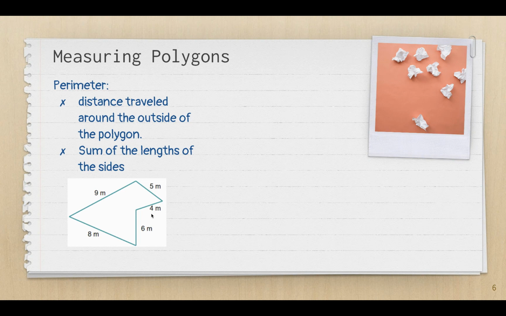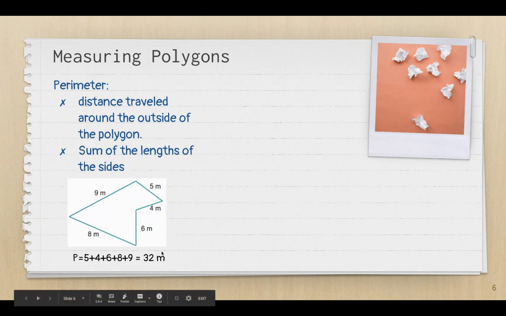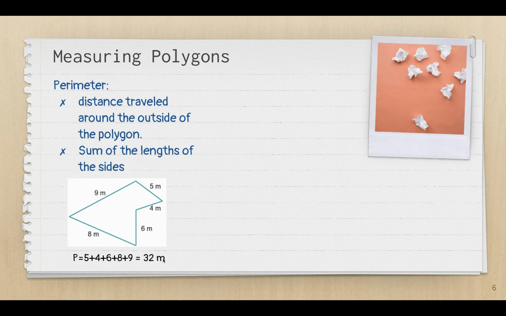Perimeter: you are given all these side lengths, and you just add them all up. So P, meaning perimeter, is equal to 5 plus 4 plus 6 plus 8 plus 9, which is equal to 32. And don't forget your units. Since these all have units of meters, the perimeter is 32 meters. Now, this is a unit of measurement.